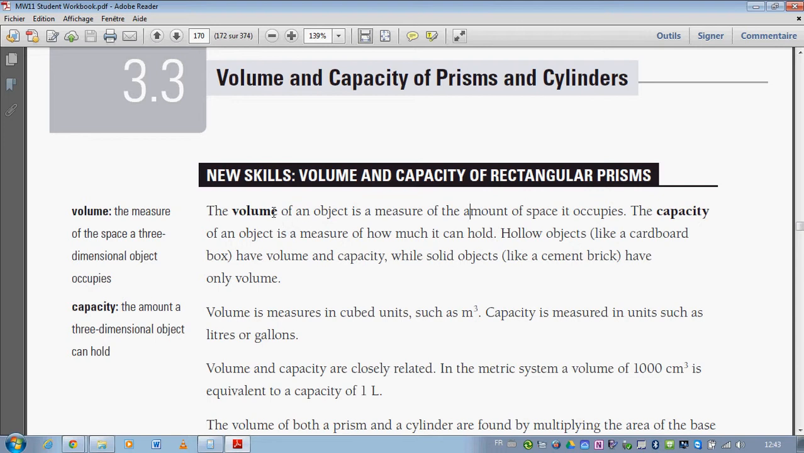So volume is a measure of the amount of space that it occupies, usually expressed either as in meters cubed or centimeters cubed, whereas capacity of a 3D object is more talking in terms of how much it can hold in terms of liters.